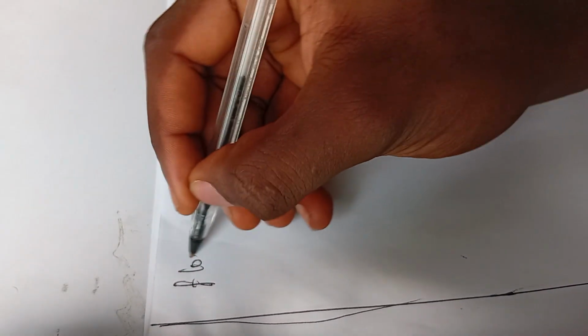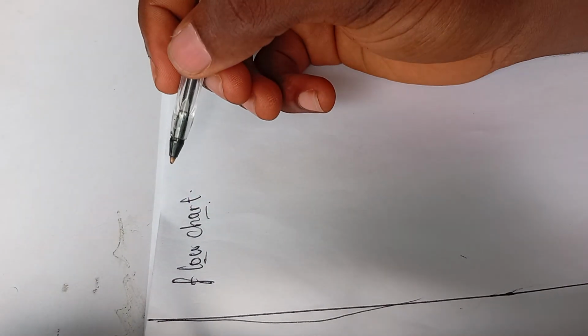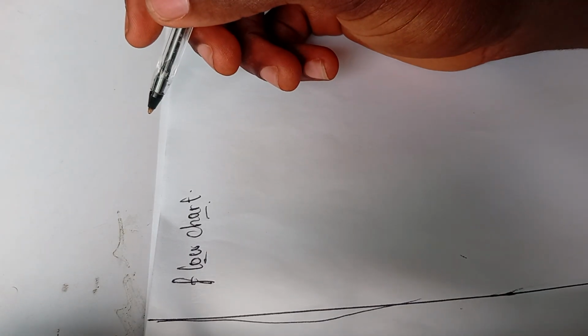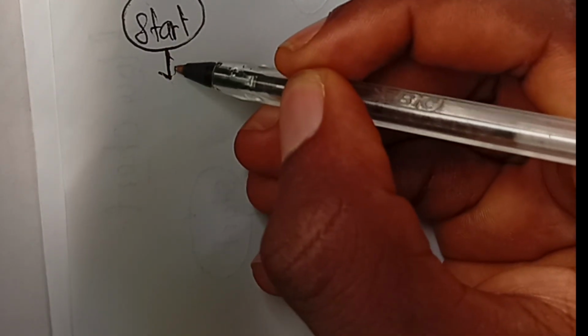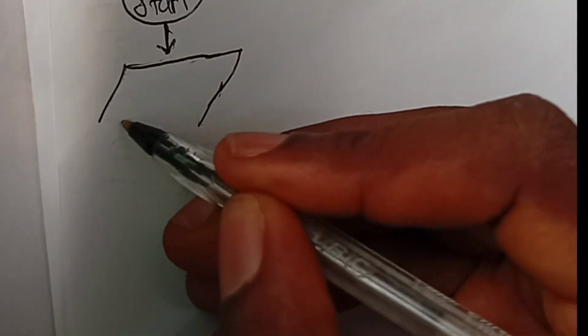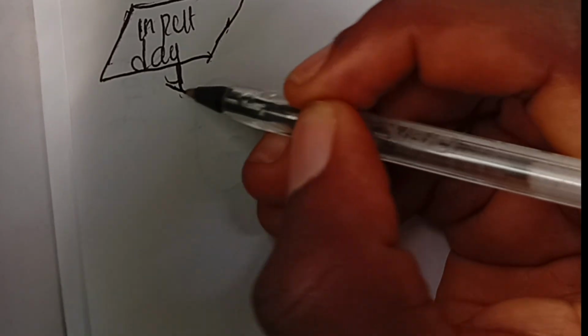Okay, let's get down to writing its flowchart. So we could always use the pseudocode to get the flowchart. So let's get going. So the first one, now we want to get the input, right? We want to get the number of days. So we will ask the user to input days.